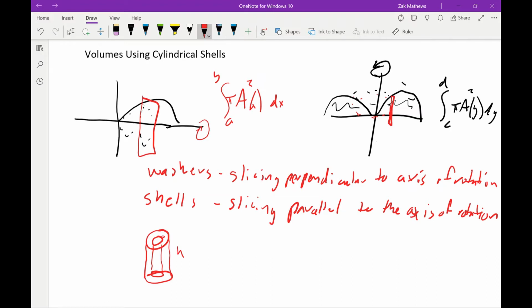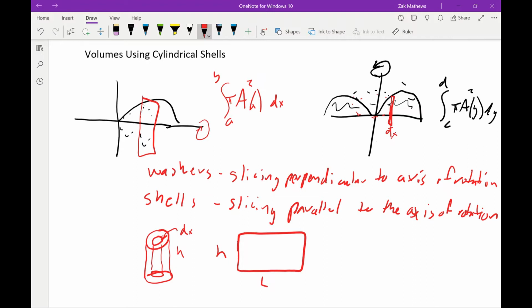So if we take this paper towel roll and unroll it, we have height and we have the length. And then the thickness, this piece right here, that would be how far we have cut. That would be how far we've come on the x. That would be our dx.